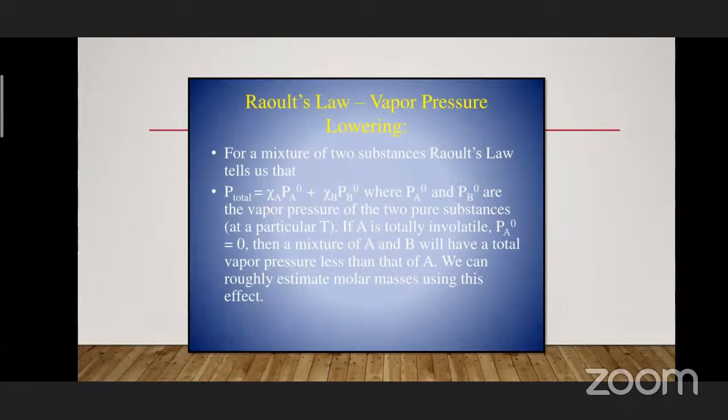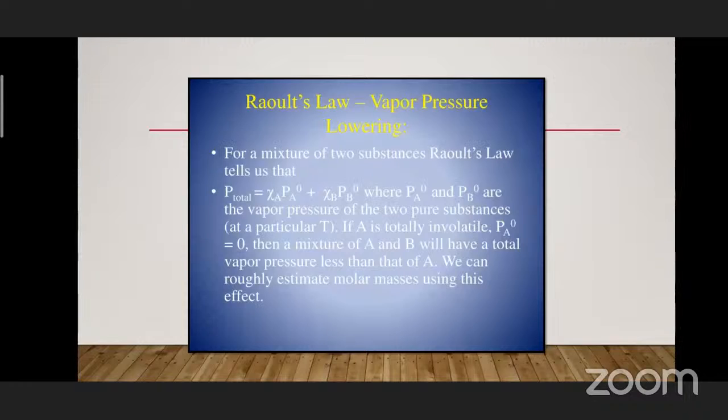Now I am preparing a solution. For example, I am taking water and acetone. Water is volatile and acetone is more volatile than water. By mixing the water and acetone, a solution is formed. Now the total vapor pressure of this solution is because of the vapor pressure of water as well as the vapor pressure of acetone.